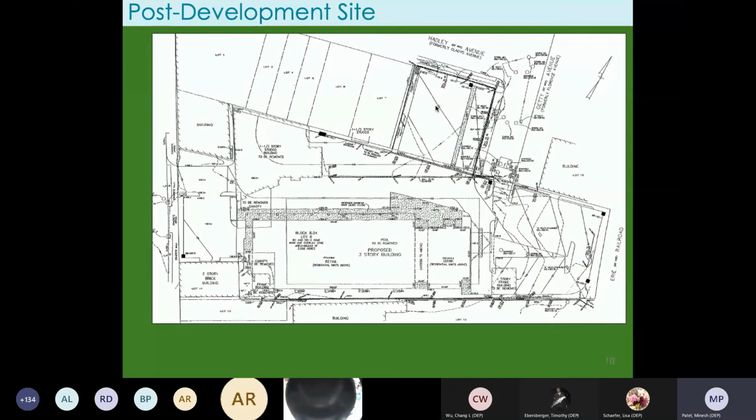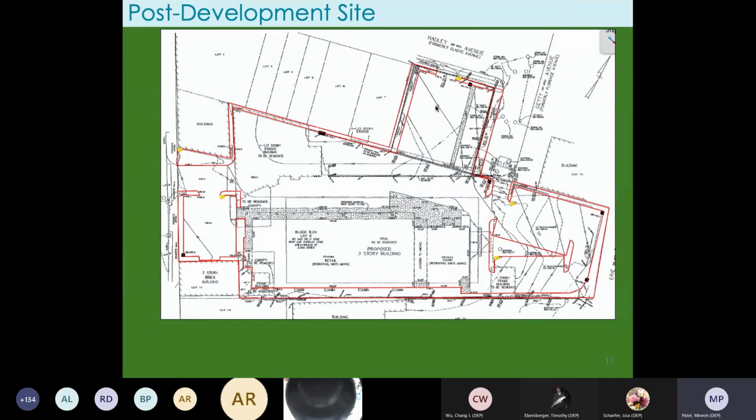So then what ended up being proposed was a 3-story building, and if you look around the property lines, a fairly big island in the parking area towards the right is where they are identifying their pervious areas.